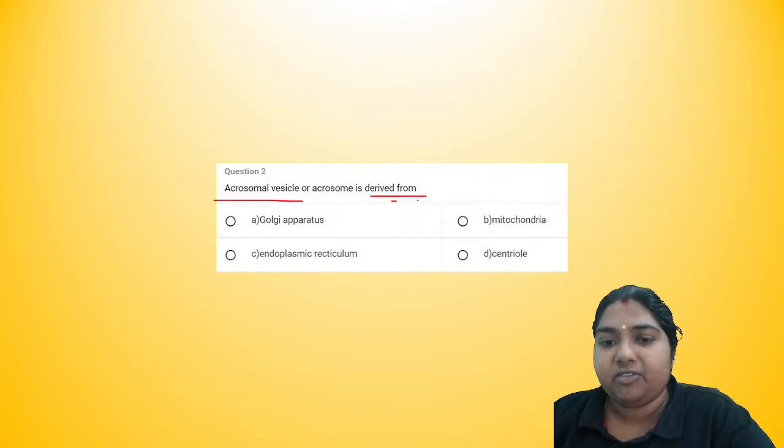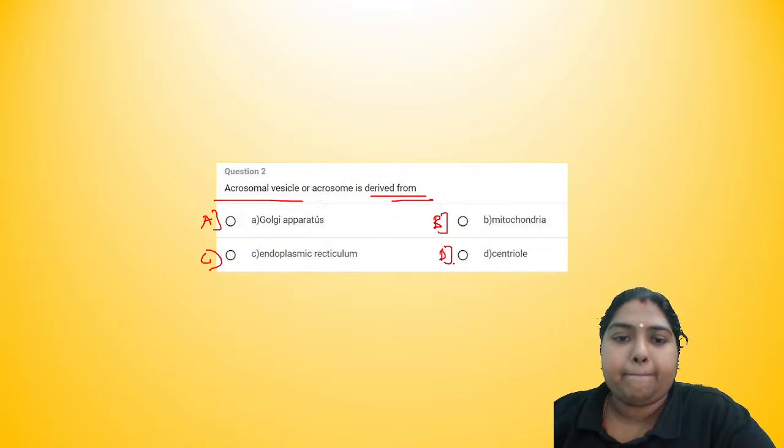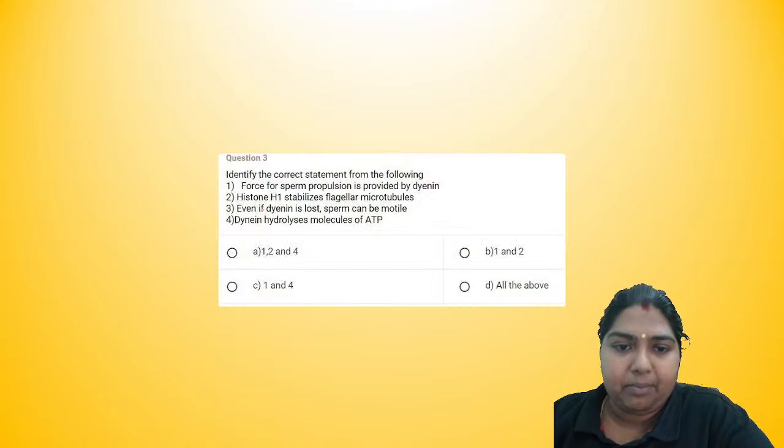Chromosomal vesicle is derived from which of the following? These are all our Unacademy unit quiz. Very direct: Golgi apparatus. So the chromosomal vesicle is going to be derived from the Golgi apparatus. Fine. So this is another important molecule, another important aspect.